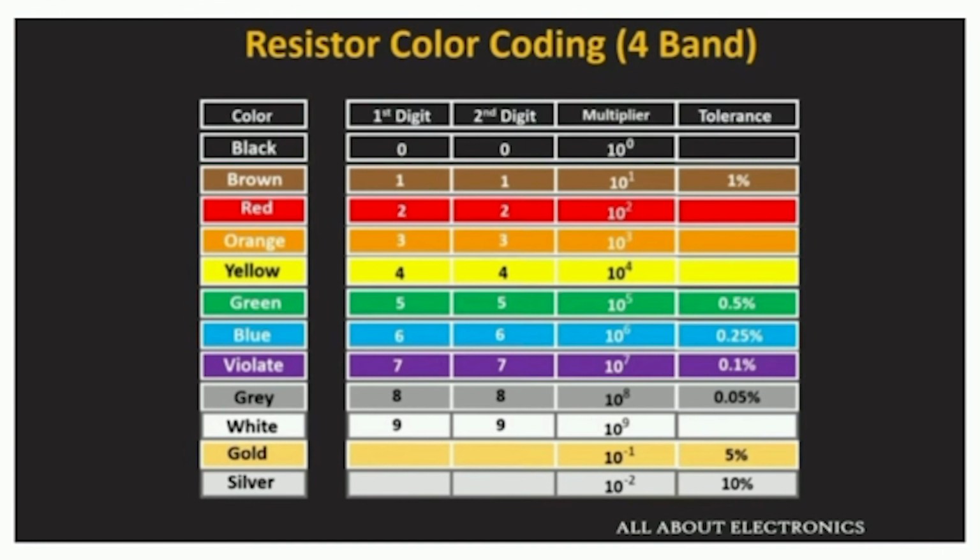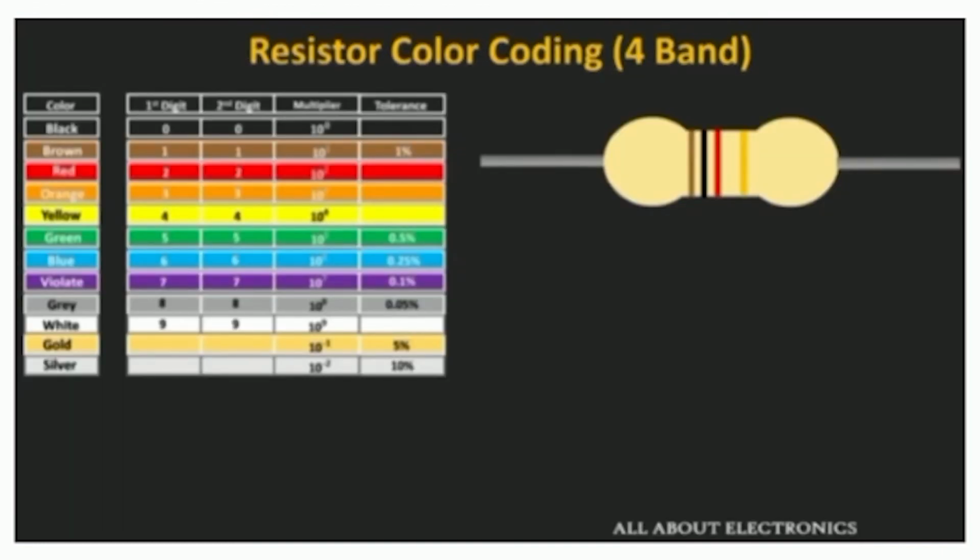Let us see an example. So if you observe this resistor, the first color band is brown and the second one is black. So here the brown represents the value of 1 and black represents the value of 0.